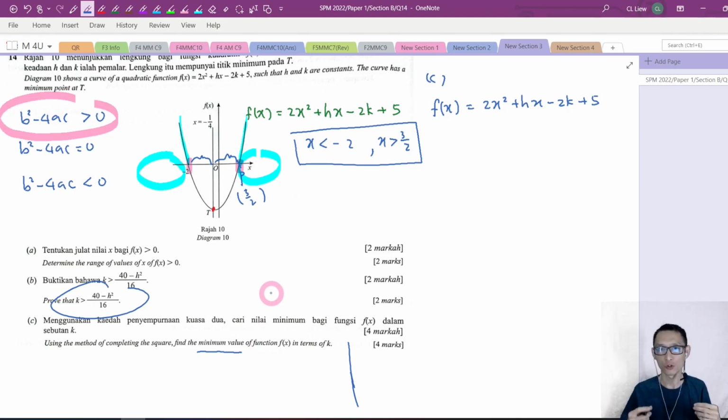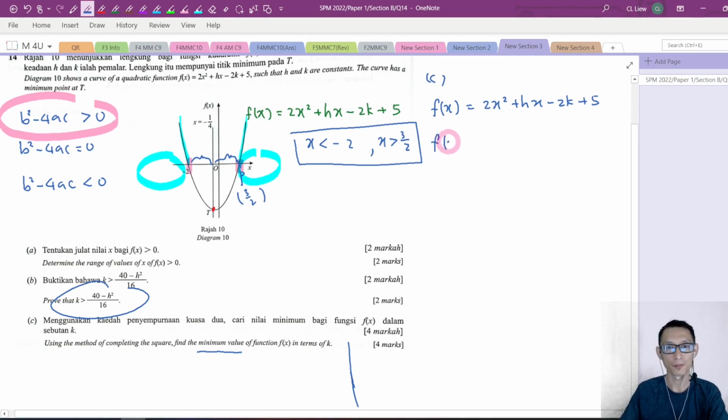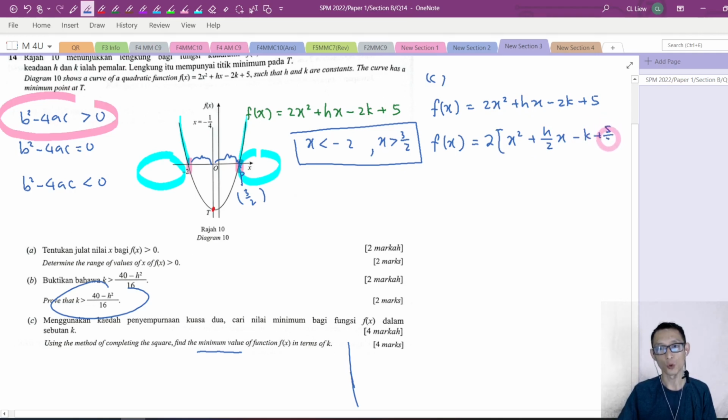I just start straight away do the completed square. So I will do it this way. Remember, whenever you want to do the completed square, make sure the coefficient of x squared is positive 1. So now I'm going to bring the 2 out, and everything here divided by 2. h over 2 x minus k plus 5 over 2. Let me double check. Is this correct?